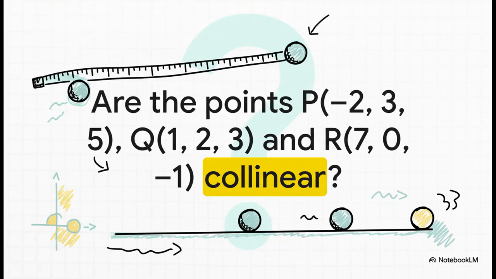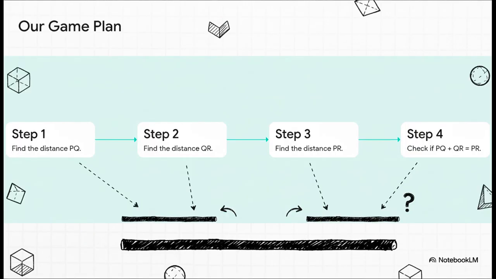So here's the question. Are these 3 points, P, Q, and R, collinear? Now, what does this big word collinear mean? It just means, are they all on the same single straight line? How do we check that? Our game plan is super simple. We use our distance formula 3 times. First, we find the distance PQ. Then, we find the distance QR, and finally, the total distance PR. And if the 2 shorter distances add up to the longest one, then they must be on a straight line.